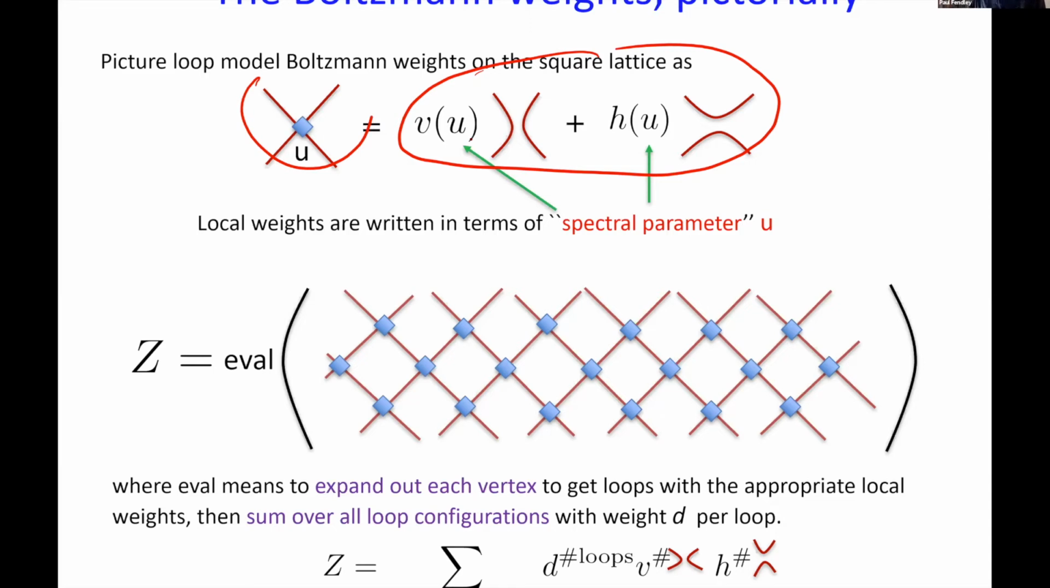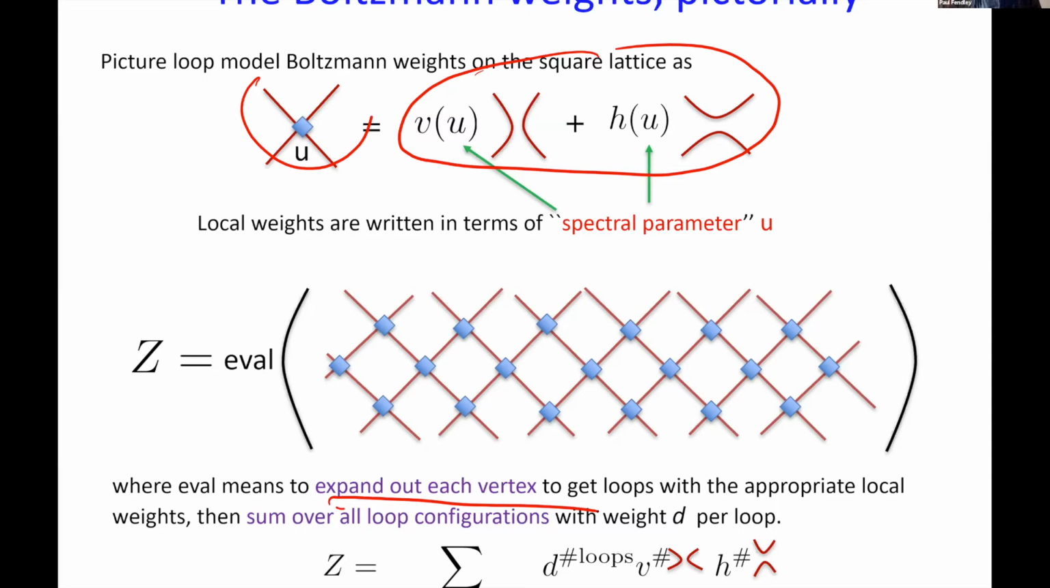what we do is we take all these, and so what this picture means is, expand out each vertex to get these loops by that picture up there. So expand each vertex, you get all the loop configurations. Each configuration, you count the number of loops, you get the weight D per loop. And so all this page is a fancier way of writing what I wrote on the previous page, but now one that hopefully starts to look like doing things in categories.